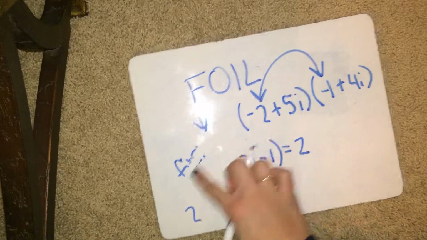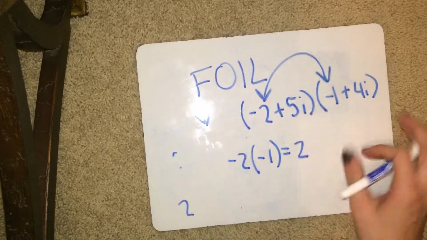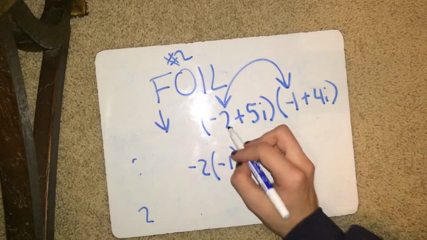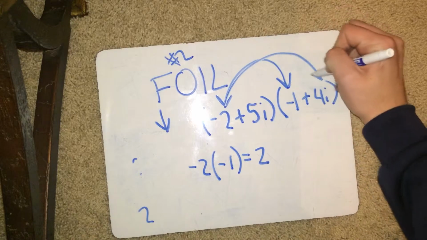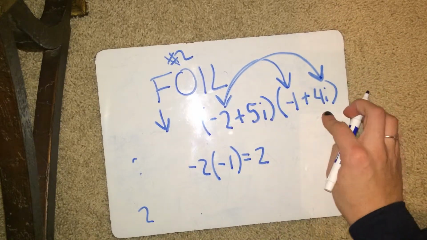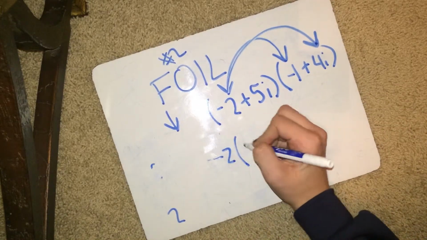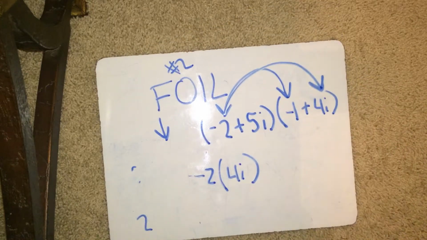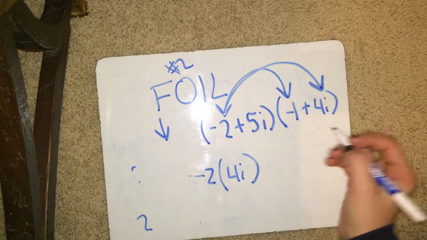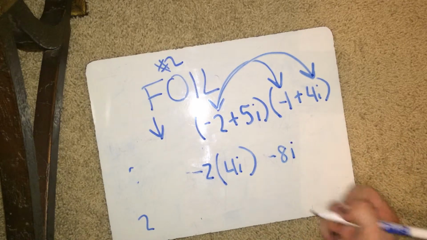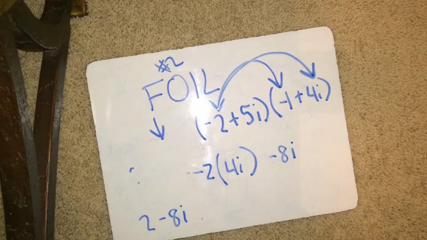Second, you're going to use the outer, which is this one. That would be the outer one of this, and you're going to bring it to the outer one of this. So outer to outer: negative 2 times 4i. You can multiply these because they don't have to be like terms for you to multiply. They only have to be like terms with addition and subtraction. So negative 2 times 4i, 4 times negative 2 would be negative 8, and you add on the i. So that would be the next part of the problem.